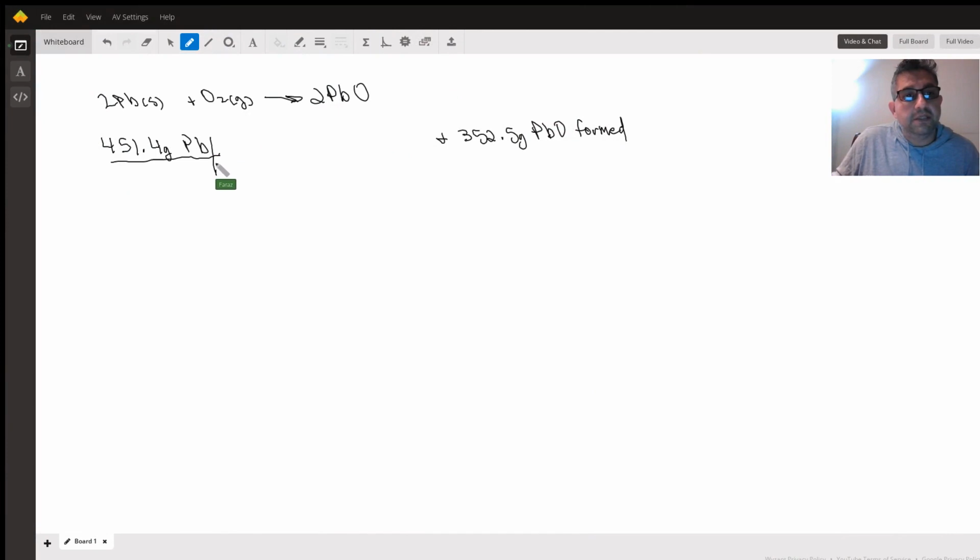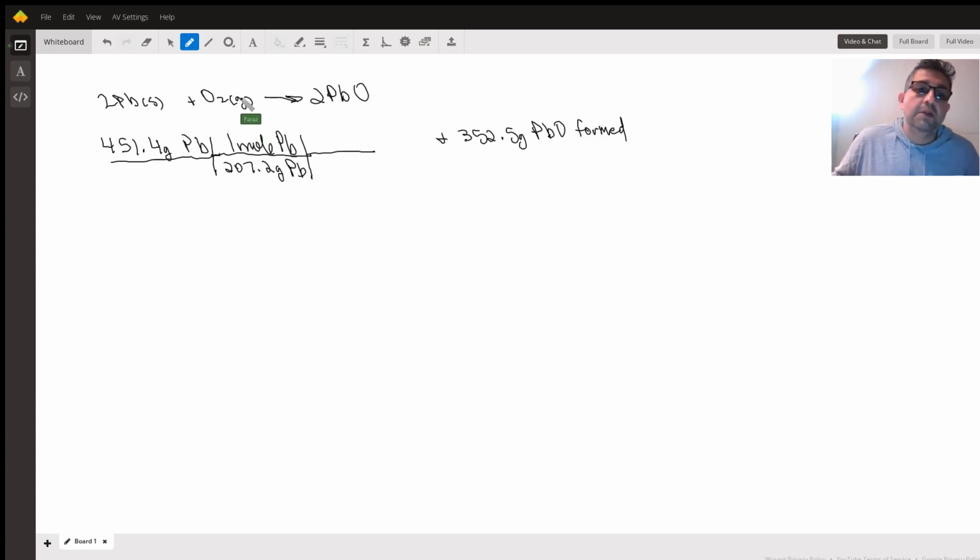I've written basically everything down from the problem. What you're going to see here is you've got 451.4 grams of lead, right? And so what we're going to do is find the molar mass of lead. The molar mass of lead is 207.2 grams per mole, right? So I'm going to go ahead and write that here per 1 mole. Okay, so this is the number of moles of lead I've got.